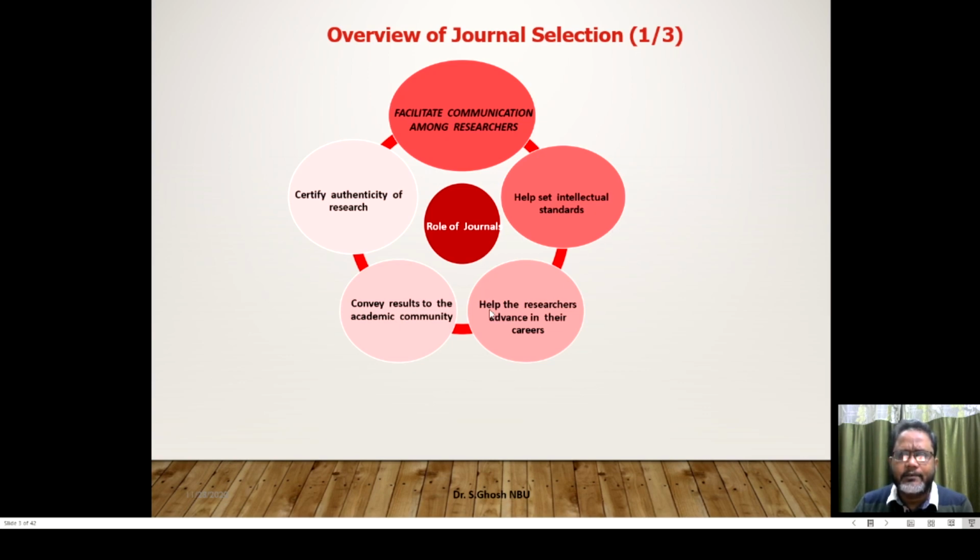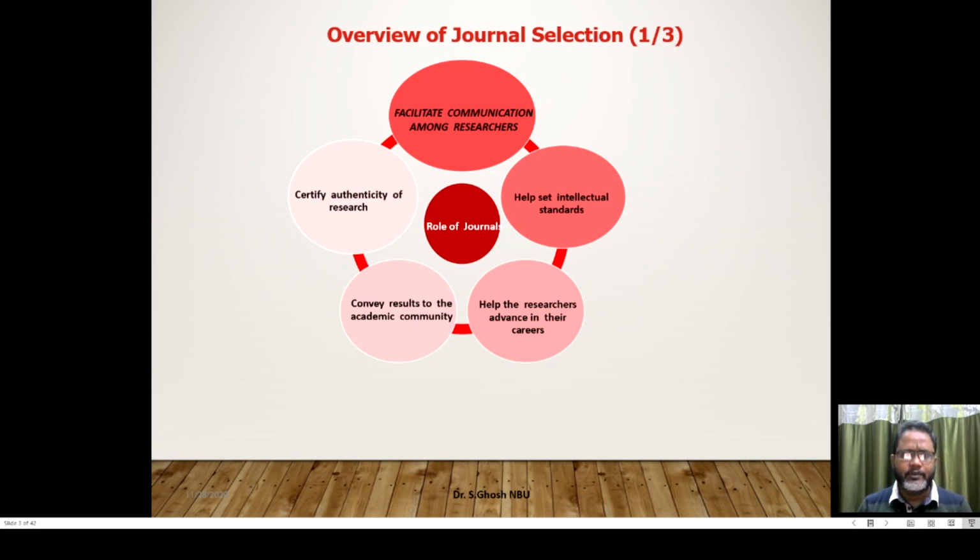The second thing is that a journal helps researchers advance in their careers. The more your intellectual standards are exposed, the more researchers get advancement, and it helps the researcher convey results to the academic community. You convey them using different channels of communication, like SlideShare, ResearchGate or Academia.edu. So a lot of things are there. Obviously you will get noticed by the academic community, which will be in a position to identify your work, and then there is a certified authenticity of your research.